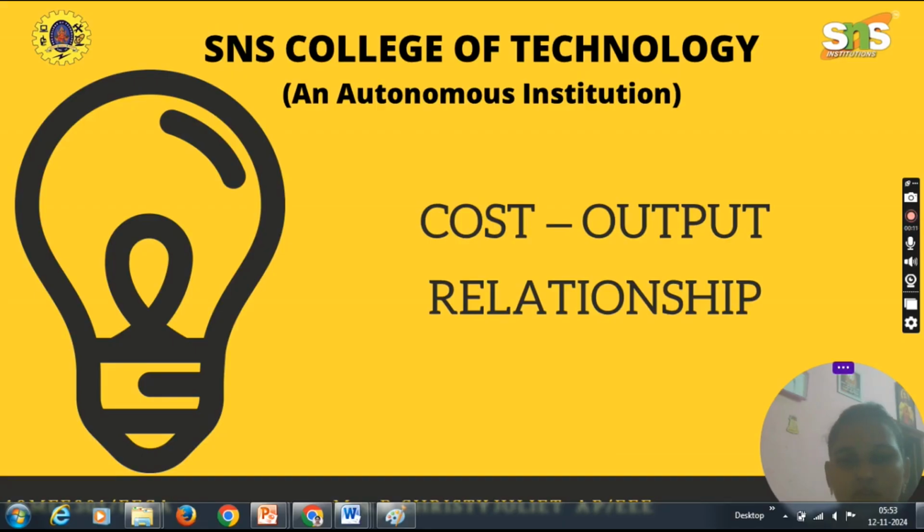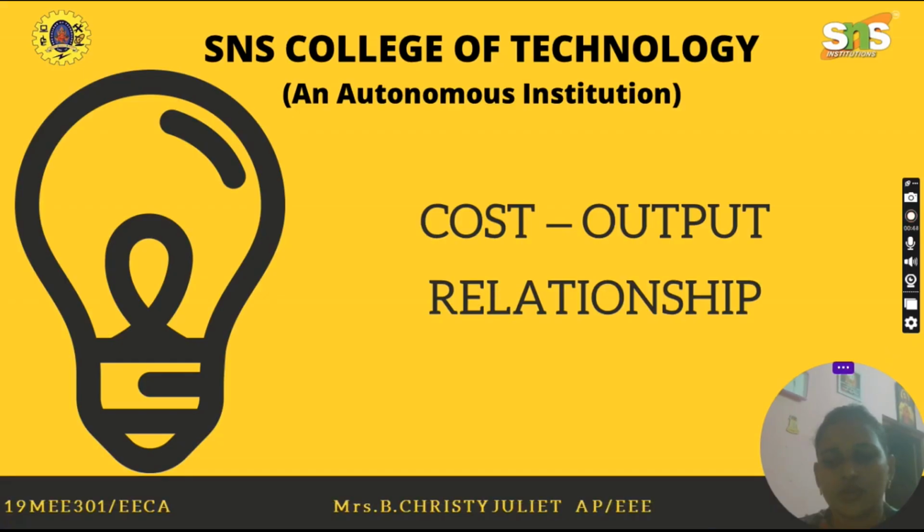In the previous couple of videos we have discussed what the cost output relationship is and the different categories of cost output relationship based on the period, that is, the short run cost output relationship. We discussed how the variable cost has an impact in predicting the cost function of a short run cost output relationship. So in this video we are going to see the long run cost output relationships. Let's get into the video.